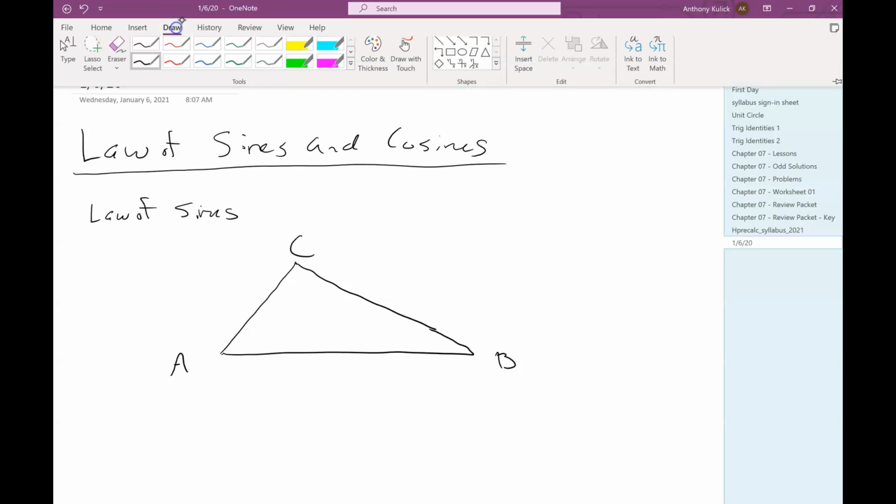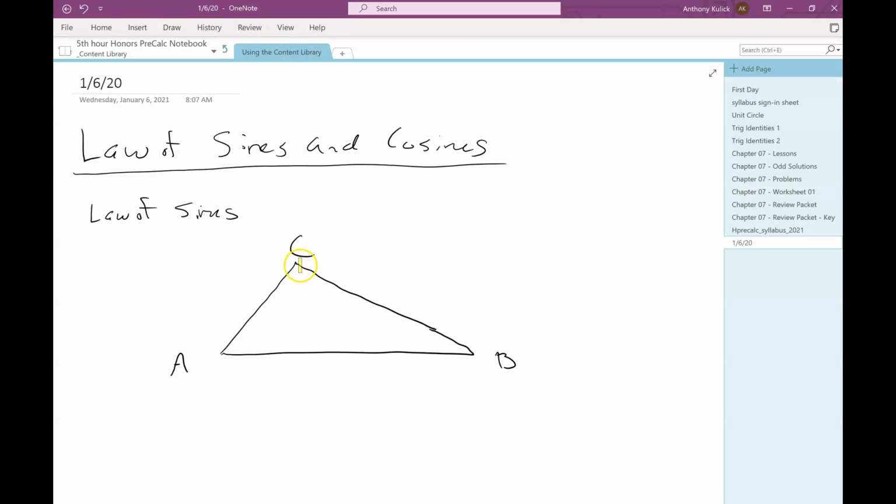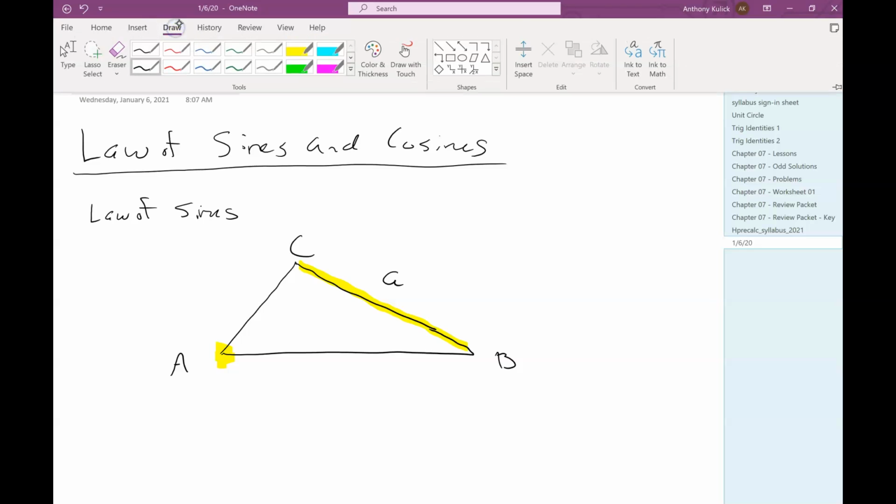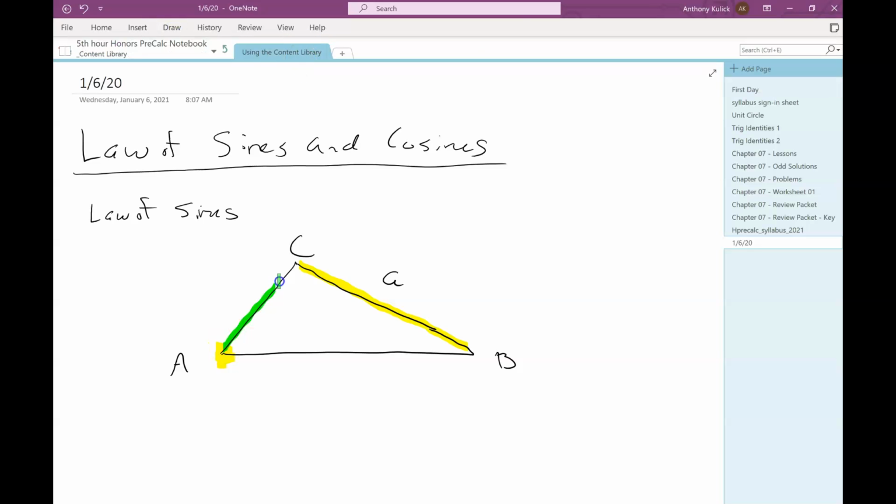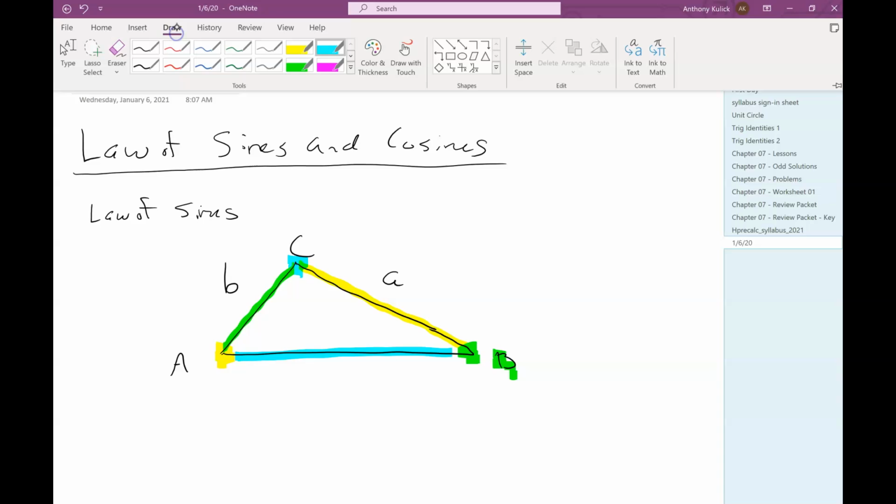So, for example, this side is opposite A, so we would call this side side A. And this side is opposite B, so we would call this side side B. And you can probably guess just by process of elimination that this side is going to be side C.